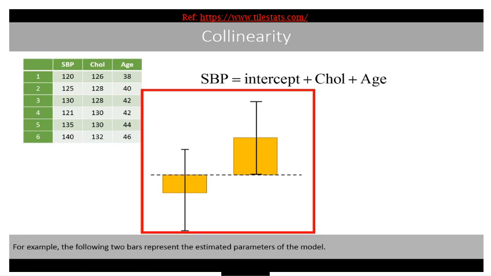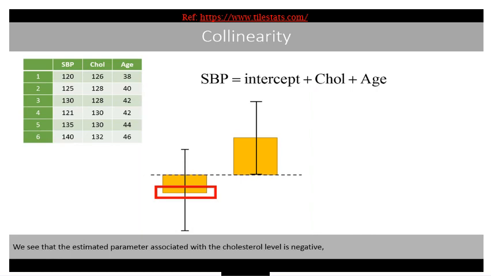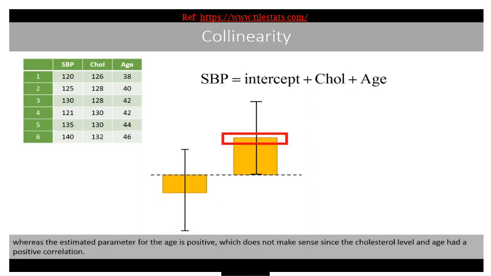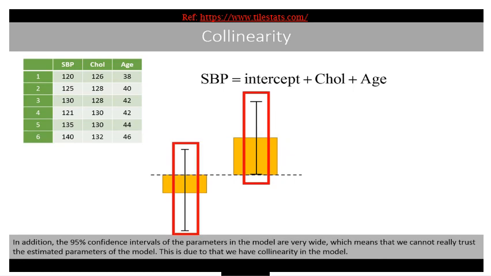For example, the following two bars represent the estimated parameters of the model. We see that the estimated parameter associated with the cholesterol level is negative, whereas the estimated parameter for the age is positive, which does not make sense since the cholesterol level and age had a positive correlation. In addition, the 95% confidence intervals of the parameters in the model are very wide, which means that we cannot really trust the estimated parameters of the model. This is due to the collinearity in the model.